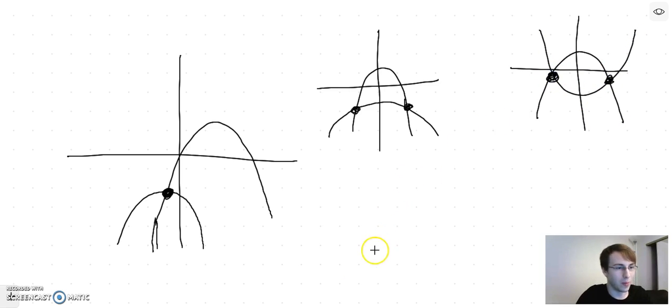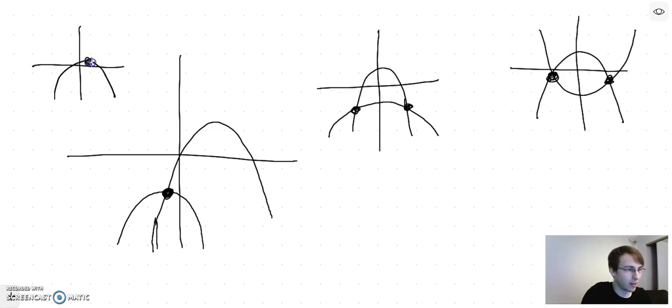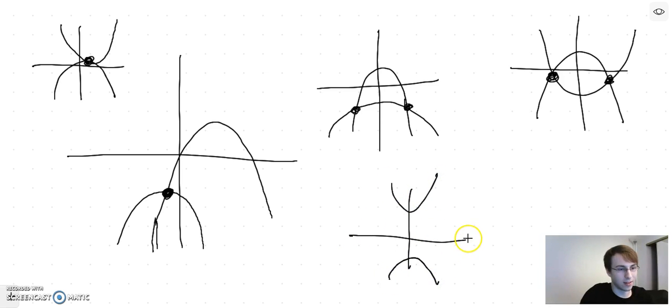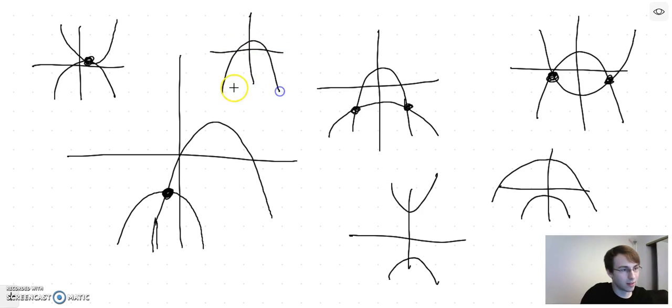Can we find one that intersects at only one point? Oh yeah, we already have one that intersects at only one point. Well, another one that intersects at only one point could be something like this. How about something that intersects at 0 points? Well, something like this and this could intersect at 0 points, or something like this and this. Something that intersects at infinitely many points? Well, something like just the same parabola on top of itself.